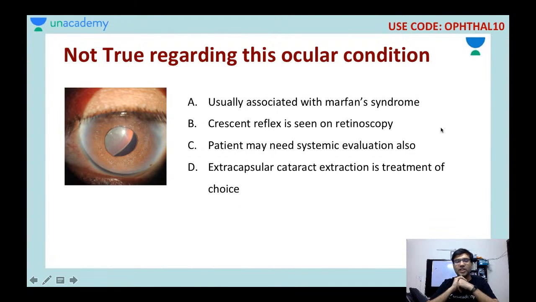Let's move to another question regarding ectopia lentis. First you see this picture, and from this picture you try to attempt the question. Usually associated with Marfan syndrome, crescent reflex is seen on retinoscopy. Patient may need systemic evaluation also. Extracapsular cataract extraction is the treatment of choice. Try to answer.